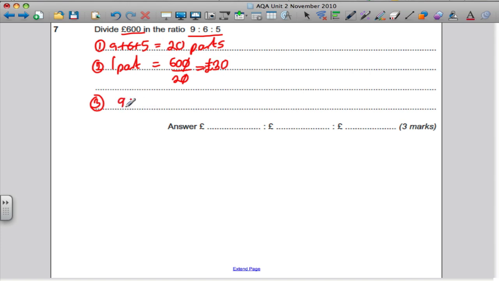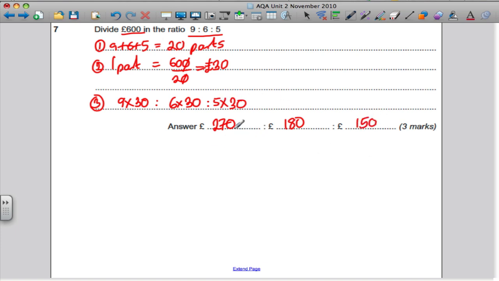is worth. So you do 9 times 30 for that first bit, you do 6 times 30 for the second bit, and you do 5 times 30 for the third of 5 parts. So 9 times 30 is £270, 6 times 30 is £180, and 5 times 30 is £150.